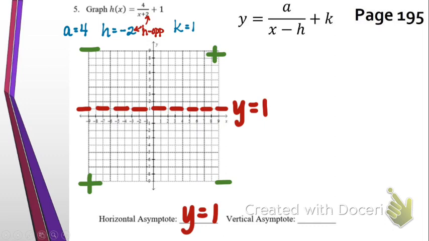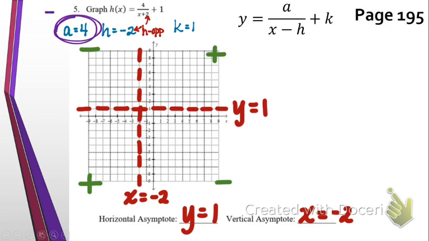So what's my vertical? -2. Whole thing. X equals -2. Beautiful. So we're going to go like this. Which ones am I scribbling out? Which ones do I not need? Negative quadrants. I do not need my negative quadrants. A is positive, so I don't need my negatives.